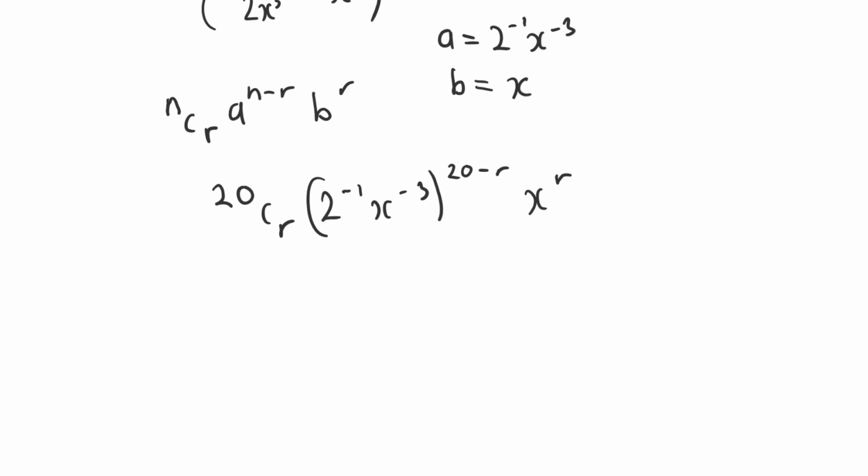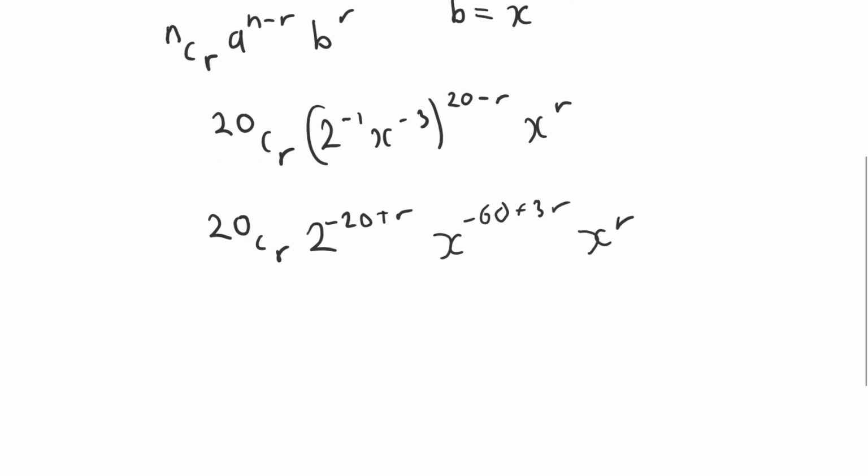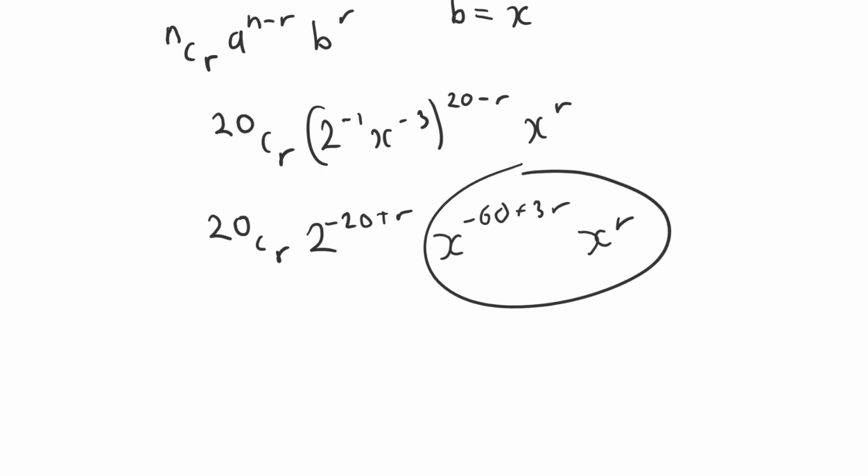Now we are going to separate these two terms so that we have our x values individually. So we're going to have 20 choose r times 2 to the minus 1 times 20, which is minus 20, and minus 1 times minus r is just plus r. Now for x we are going to have minus 3 times 20, which is minus 60, and minus 3 times minus r, which just becomes plus 3r, and then we have our x value here, and it should become x to the r.